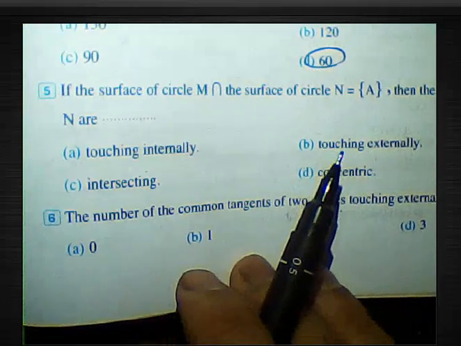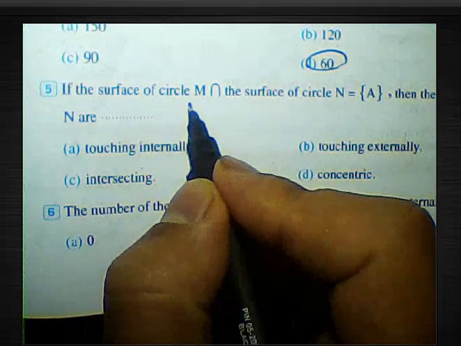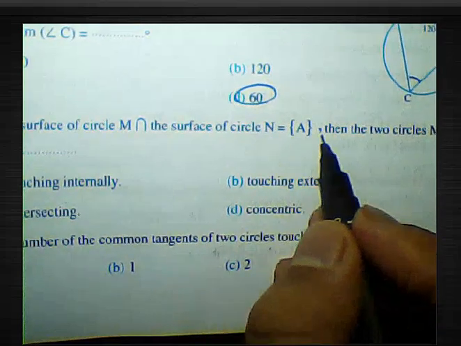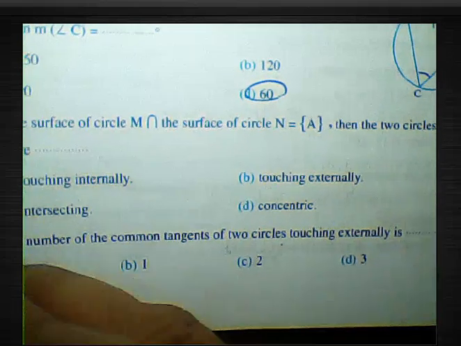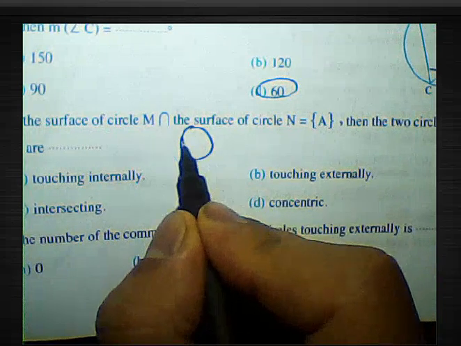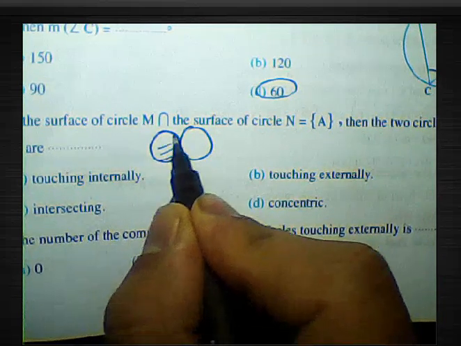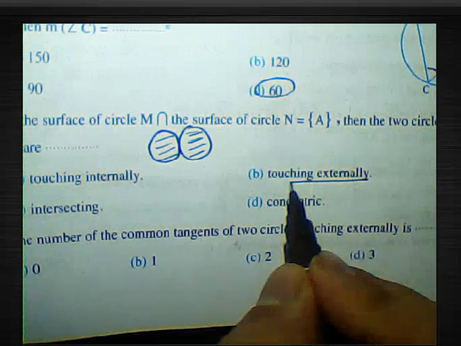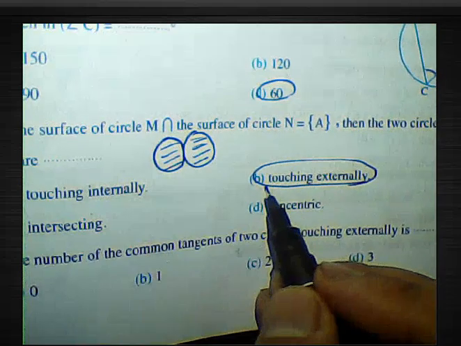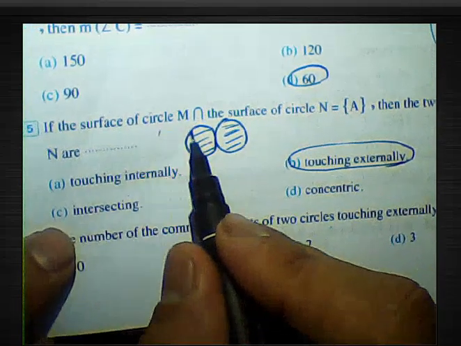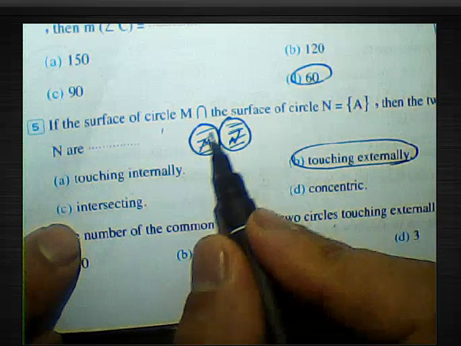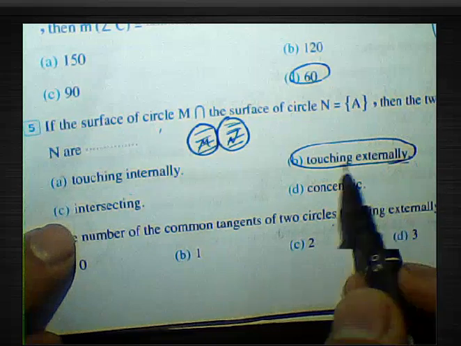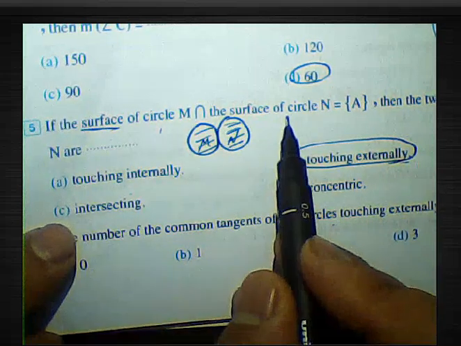Question number 5. If the surface of circle M intersection the surface of circle N equals A, then the two circles M and N are tangent externally. Touching externally, because the surface of circle M and circle N are tangent outside. Touching externally, because he asked about the surface of the circle.